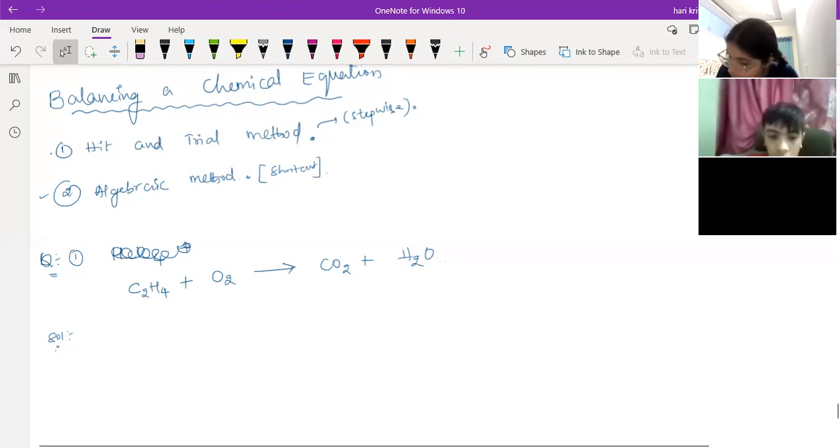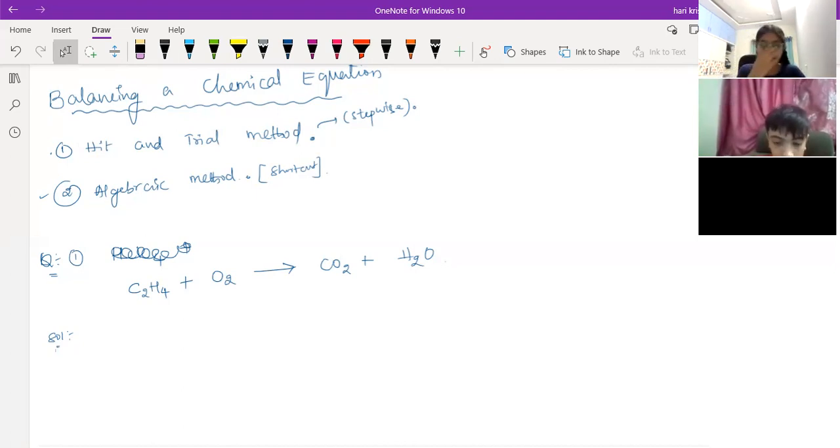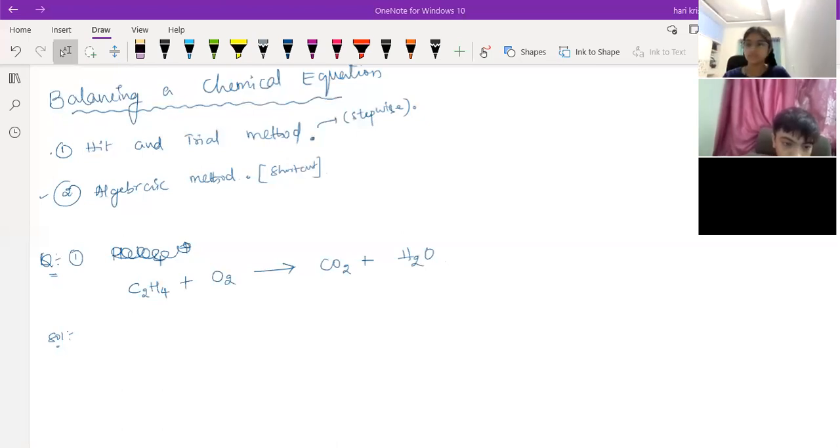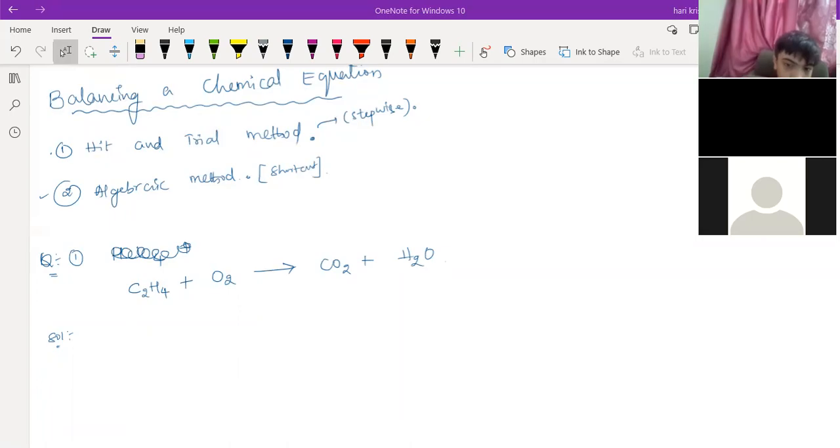So now we have to balance this chemical equation. You try this one. Okay, 1 minute. This simple one is easy to balance. But if you go for bigger equations, it is difficult to balance. So in that case, we will use different methods. Okay.